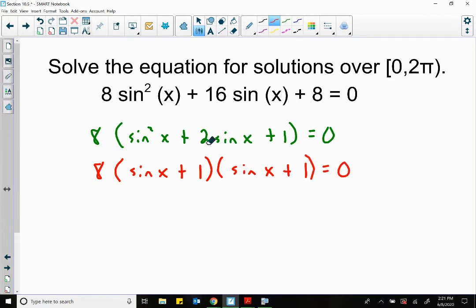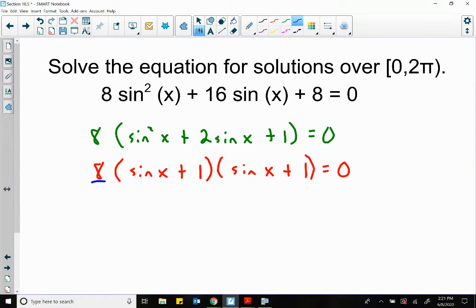Because if I take sine times sine, I get sine squared. If I take sine times 1, I get 1 sine. If I take 1 times sine, I get 1 sine. And 1 sine plus 1 sine equals 2 sine. And 1 times 1 is 1. See? Foils out. And now, can I solve this? Absolutely. Just like what we did last time. Take each part, set it equal to 0.